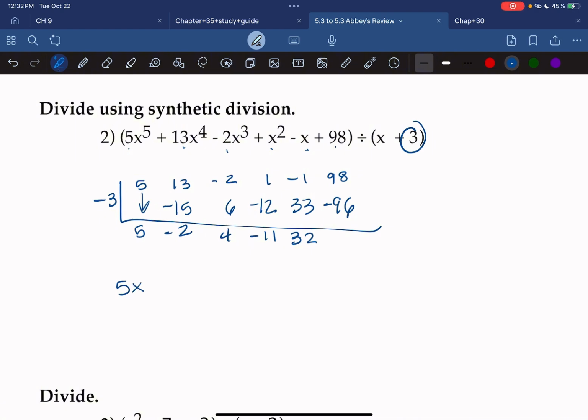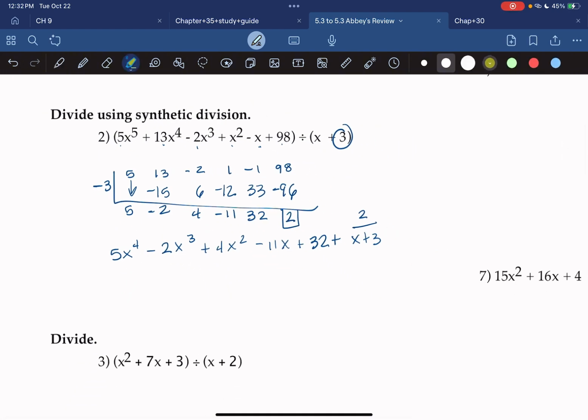So 5x to the 4th minus 2x cubed plus 4x squared minus 11x plus, 98 minus 96 is going to give us 2, plus 32. And then this last number, we can put it in a little box, and we would add it as 2 over x plus 3. That's our answer for number 2.